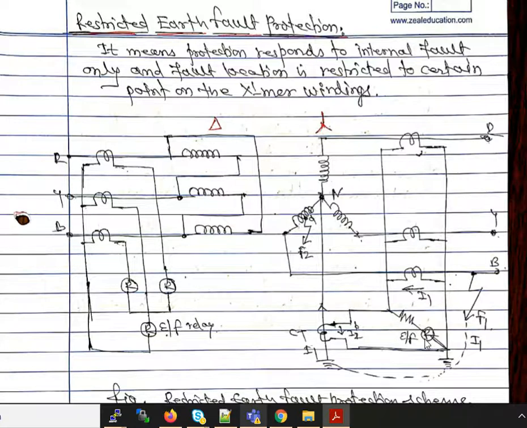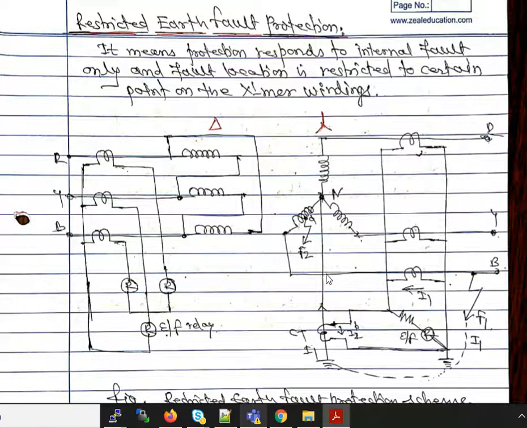earth fault relay. Now, in this case, let us consider an external fault, that is, a fault outside the CT locations, say F1. When the external fault F1 takes place, it completes its path like this. It goes to the earth, to the neutral, to the windings, and in this way the current I1 and the current I2 are nearly equal, and therefore earth fault protection does not respond. That means earth fault protection does not respond for the external fault.